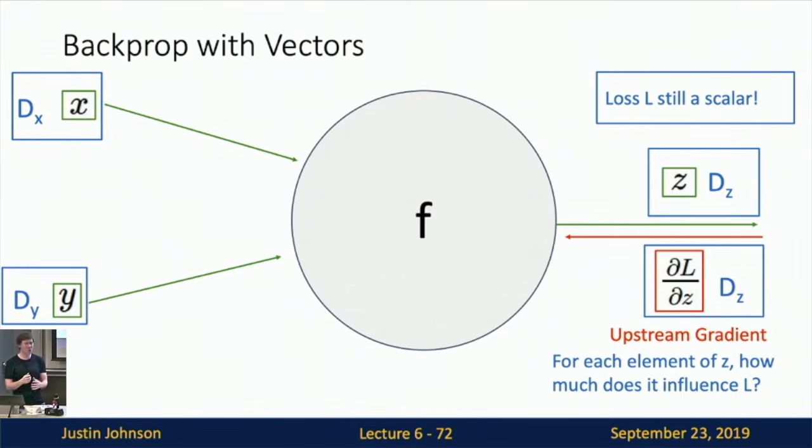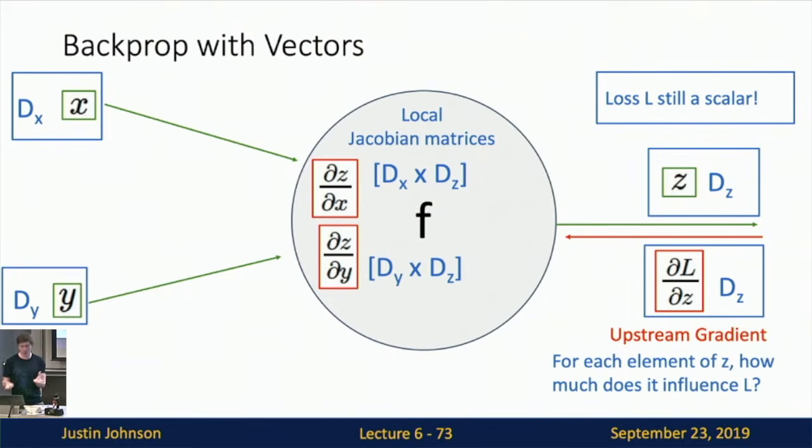So that's going to tell us for each of the outputs from this node, if we were to change each of our outputs by a little bit, how much would they affect the loss way down to the right of the graph at the very end of our computation. And now the local gradients in this case become these Jacobian matrices.